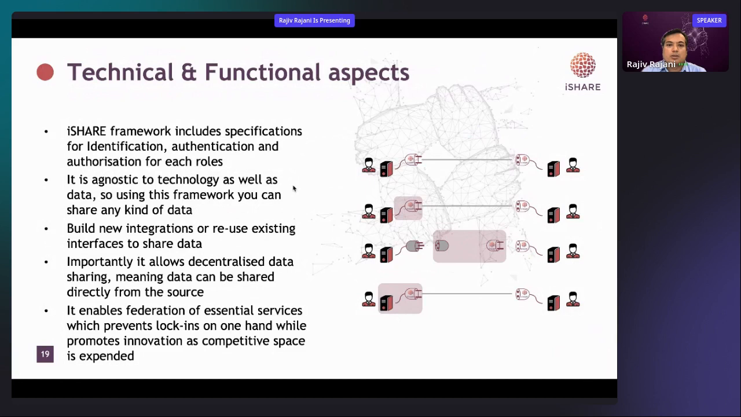And of course, it enables the federation of essential services. So essential services are not tied to one or two organizations in the network, but these are defined as roles. So any provider can implement those specifications and meet the requirements to play those roles, and they can start providing that as a service to other participants. More we will see later.